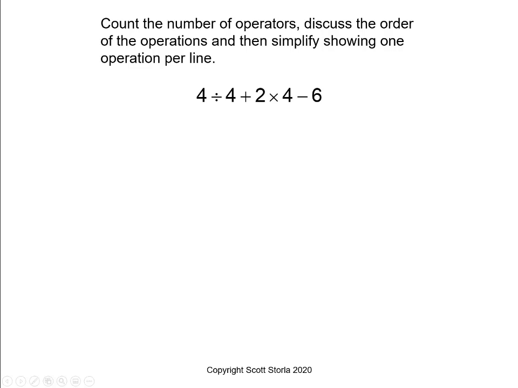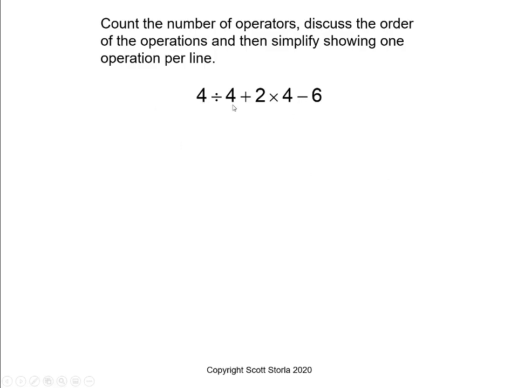Here's your first problem. Please pause the video and work it out yourself. This time we have 1, 2, 3, 4 operators. We have a division, an addition, a multiplication, and a subtraction. The divisions and multiplications have to be done first left to right, so we'll divide first and multiply second. That'll leave us with additions and subtractions. They're also done left to right, so we'll add first and subtract second.